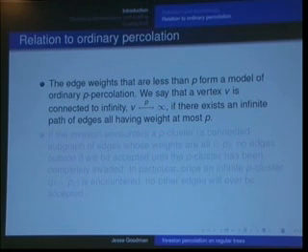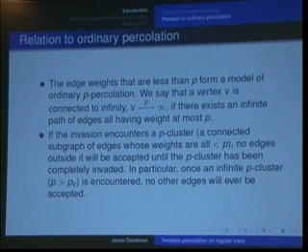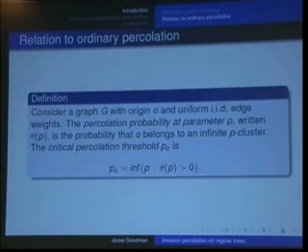And this is closely related, as its name would rather suggest, to ordinary percolation, where you just define edges to be open or closed independently. For example, if I look at all the edges whose weight is below p, that would be a model of ordinary percolation with parameter p. And I could talk about things like whether a vertex is connected to infinity at level p by edges of weight at most p, and so on.